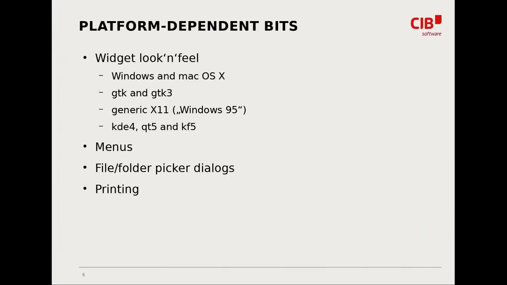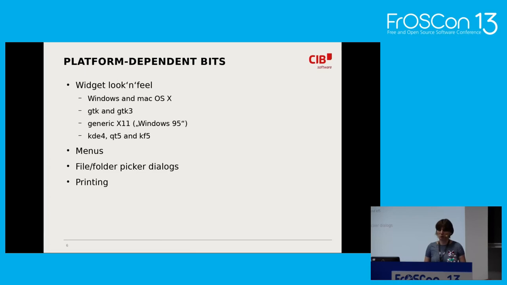And as you perhaps know, LibreOffice runs on 3 main platforms: Windows, Mac OS X, and Linux. And of course, we have lots of platform-dependent bits inside, and those live inside VCL as well. When I say platform-dependent bits, what do I mean by that? Well, first of all, it's the widget look and feel. If you use LibreOffice on Windows, you would perhaps want it to look like a standard Windows application. And similarly, if you have KDE Plasma, you would want LibreOffice to have a KDE-like look and feel.